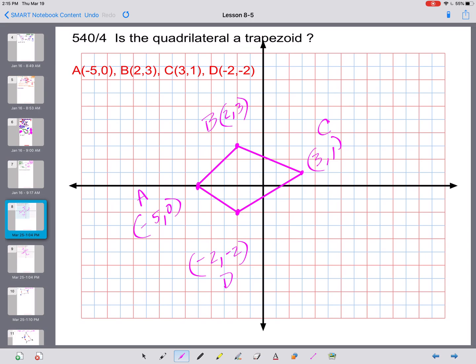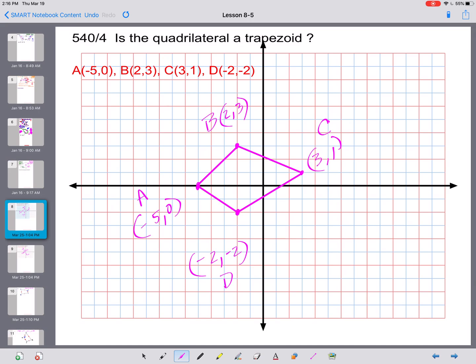I graphed the points already, to save us a little time. Is it a trapezoid? How can we prove that a quadrilateral is a trapezoid? We know that a trapezoid is a quadrilateral with what? Only two sides parallel. We've got to check and see if only two sides are parallel. How do we figure out if sides are parallel to each other?